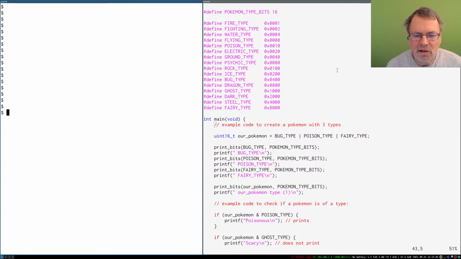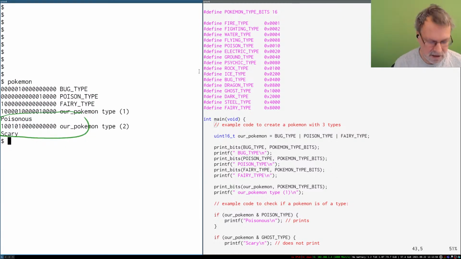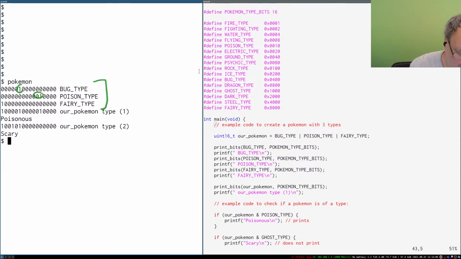Let's run the program. I'll run the program and then explain. Hopefully I've got it compiled here. Pokemon, and I'll run. All right. So here we're seeing the bit patterns. I'll make that a little bit larger while I'm talking to you. Here we can see the 3 bit patterns. This is the bit for bug type, this is the bit for poison type, this is the bit for fairy type, printed out here.